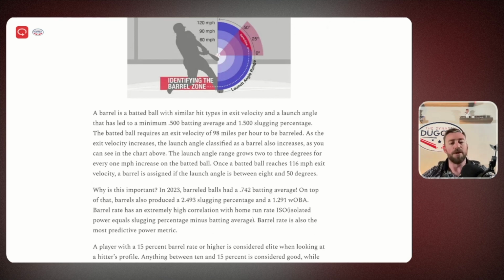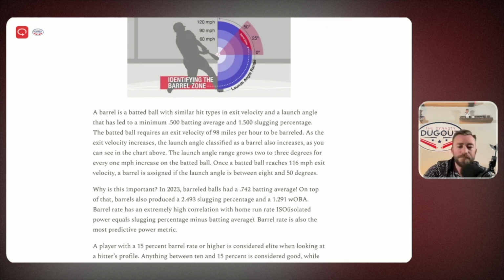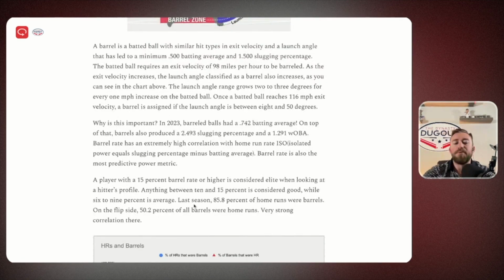High correlation with home runs. Barrel rate actually is like the strongest correlation with descriptiveness of home runs and predictiveness of home runs. When we look at a number, 15% or higher is considered elite, and anything in the 10 to 15 range is considered really good. 6 to 9% is average, but it's kind of trended upward a little bit.